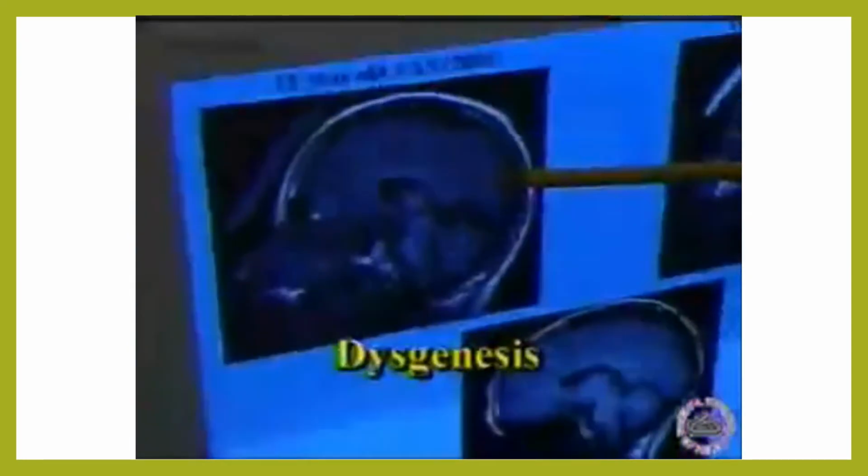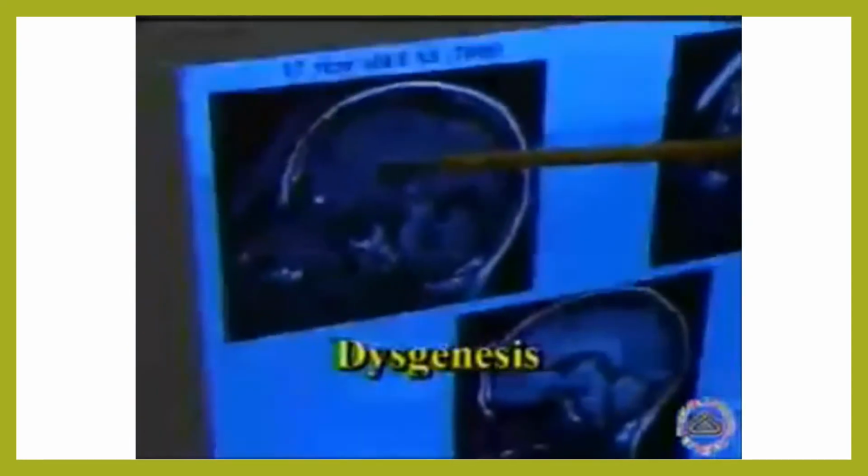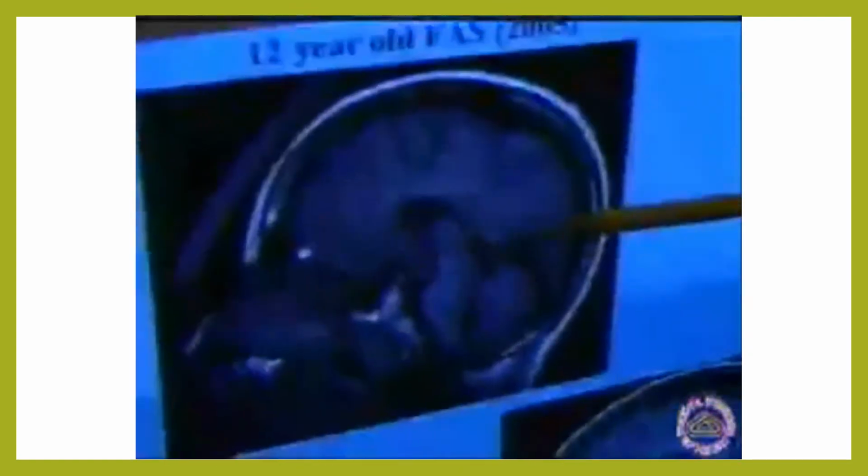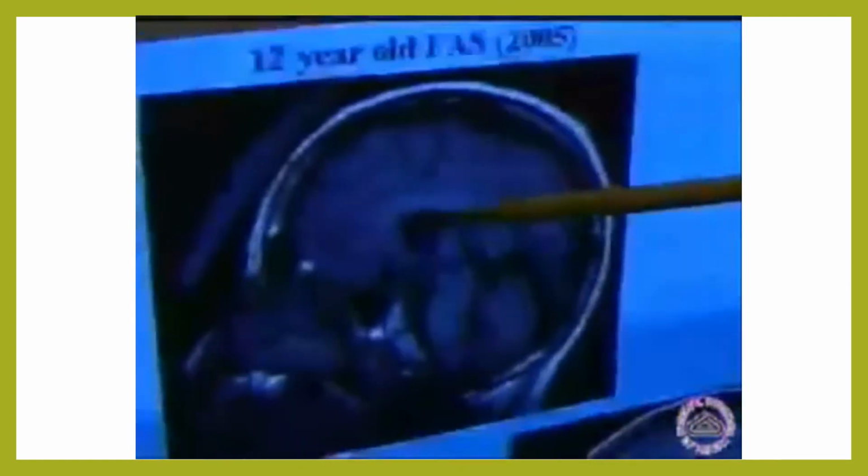This is a case which we would call dysgenesis of the corpus callosum. You can see the structure is there to some extent. There are parts of it that are there, but it's much thinner and much reduced in size relative to the normal corpus callosum here.